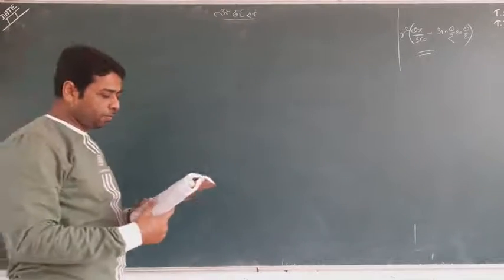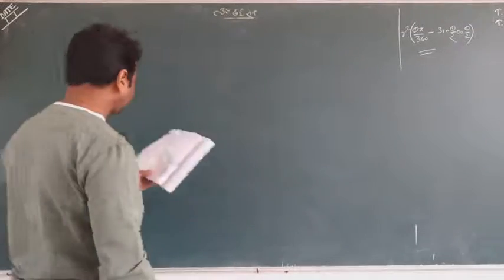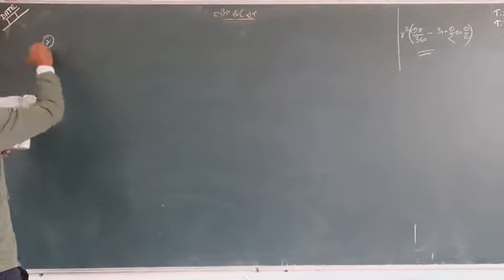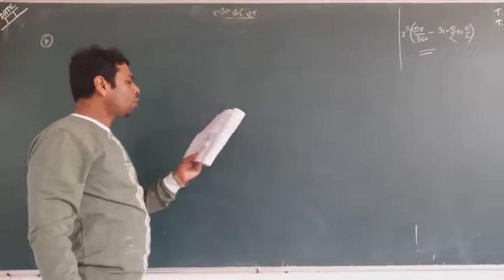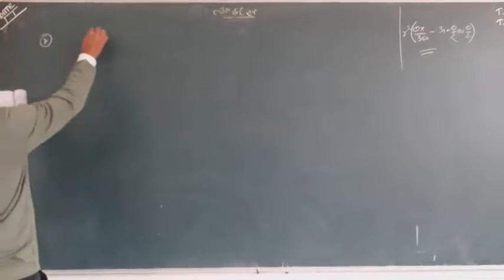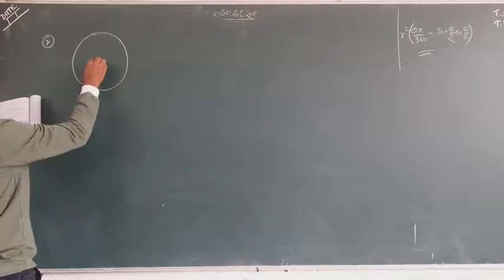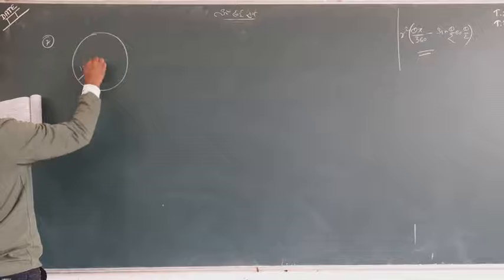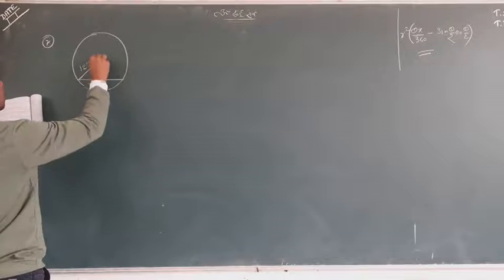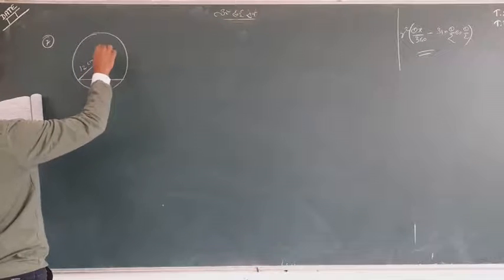After this, we have question number 7. I just want to do it. Even though it is not so hard still. A chord of a circle of radius 12 centimeter. This is 12 centimeter. This is a chord. And it is making 120 degree.